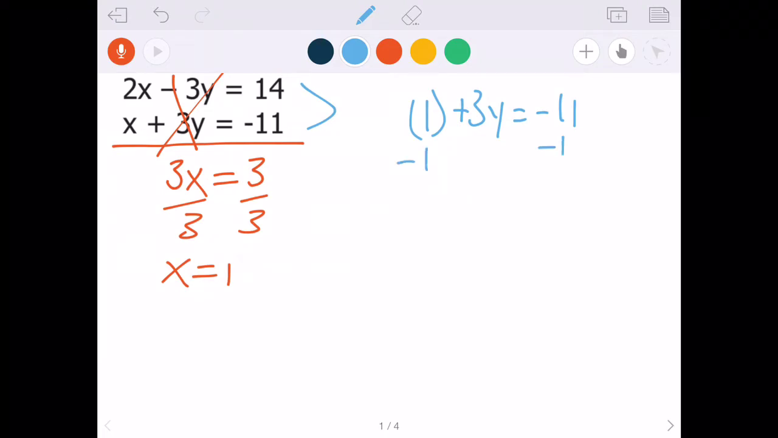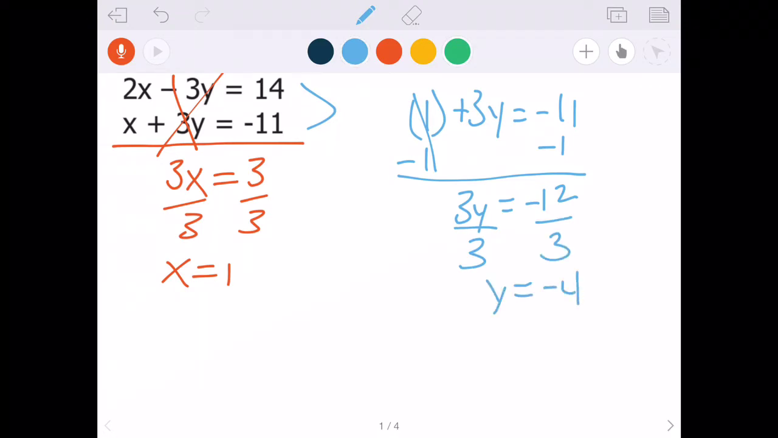So I'm going to subtract 1 from both sides. Those cancel. I'm left with 3y equals negative 12. And then to solve for y, divide both sides by 3. So y is going to equal negative 4. So your answer should be in an ordered pair. So your answer is 1, negative 4. If you were to graph these equations, they would intersect at that point. So there's one solution to this system.